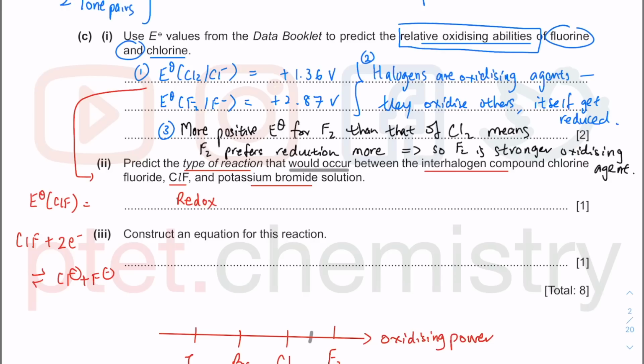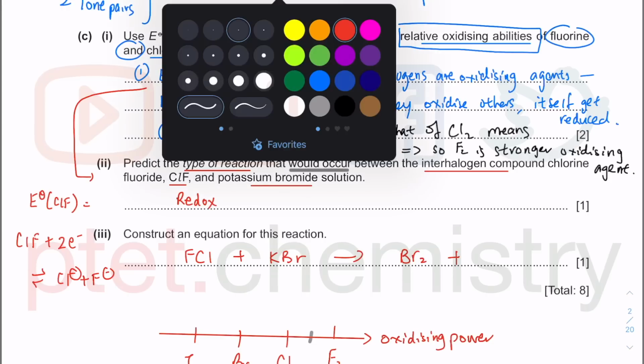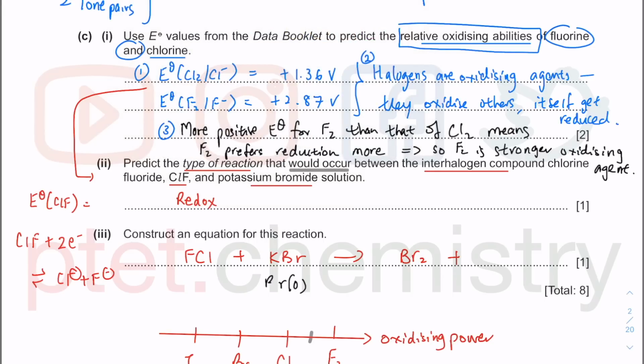Construct an equation for this reaction. So now they want an equation. So FCl plus KBr. First of all, we know definitely they will go to Br2 as that gets oxidized. So Br minus 1 in bromide going to Br0 in bromine. I wonder what's going to happen to the FCl now. FCl is going to oxidize that, and then this will get reduced. So what I'll get is F2 and Cl2. Nope, I will get F minus and Cl minus.